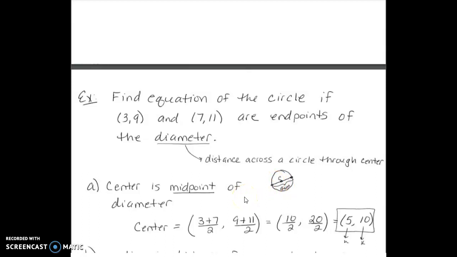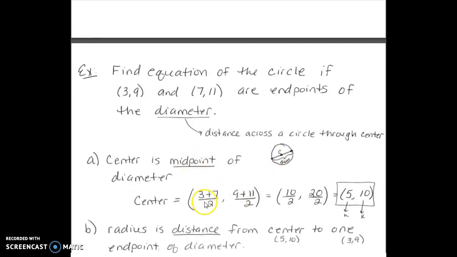So to find the center of our circle, we find the midpoint of the diameter. So we use our diameter endpoints in our midpoint formula. So 3 plus 7 over 2 for the x, 9 plus 11 over 2 for the y, so 10 over 2, and 20 over 2, which is 5, 10. So that would be our h and our k.